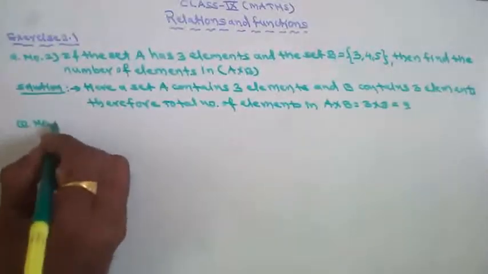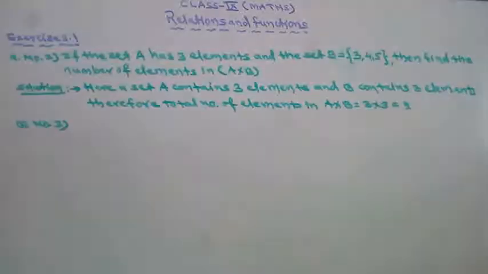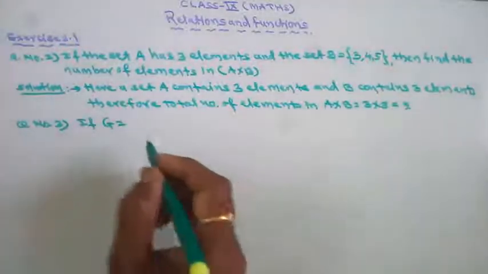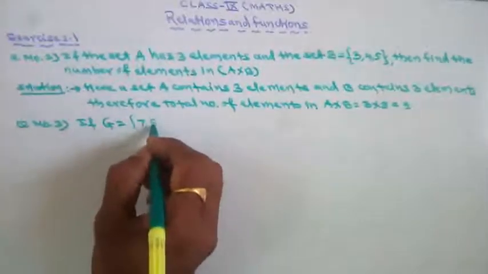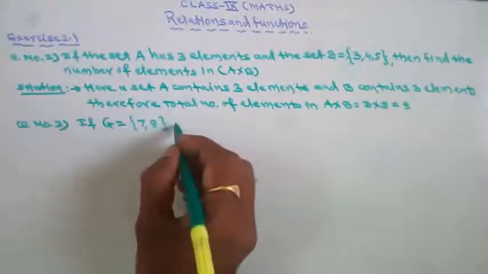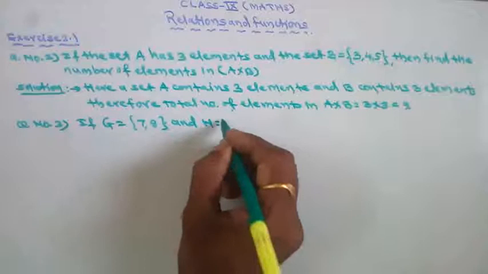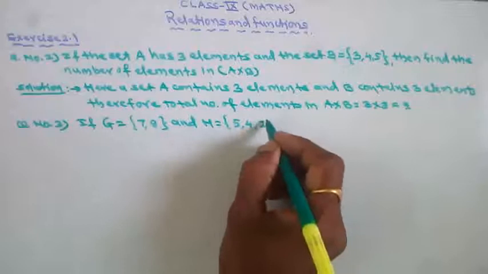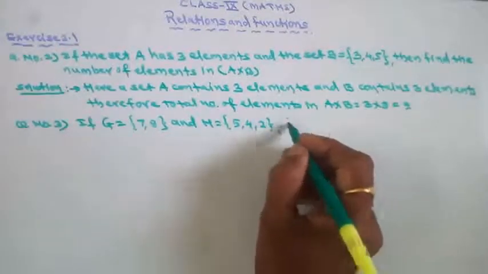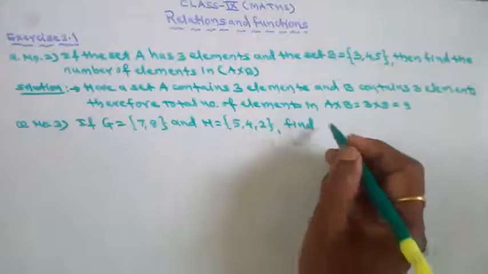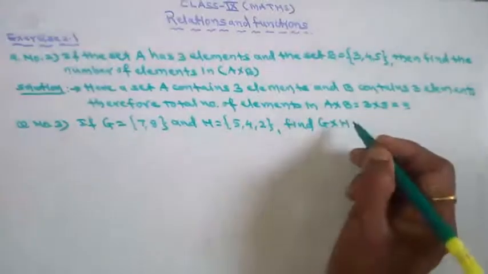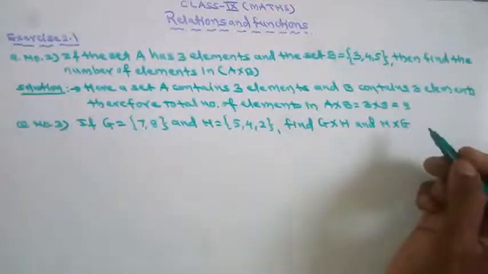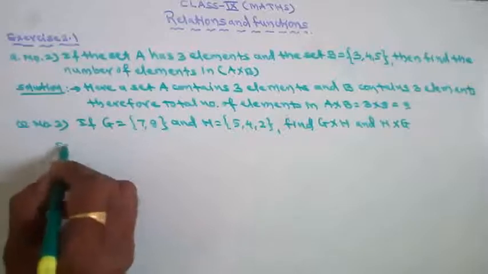Question number 3. If capital G equals 7, 8, and capital H is another set containing 5, 4, 2 elements, then find G cross H and H cross G. Okay, students, so solution here.